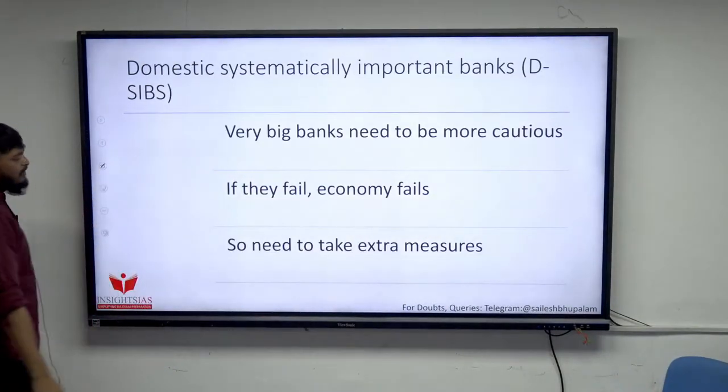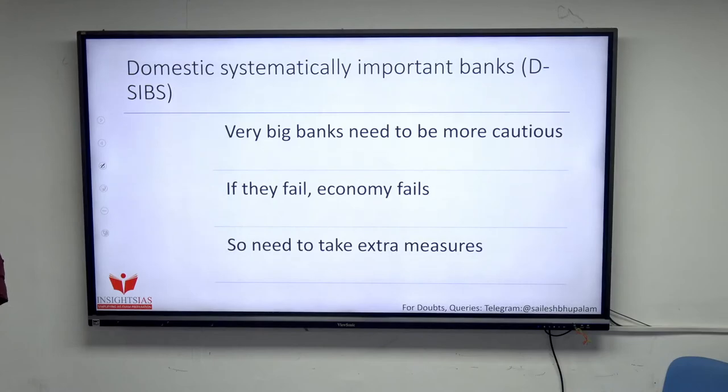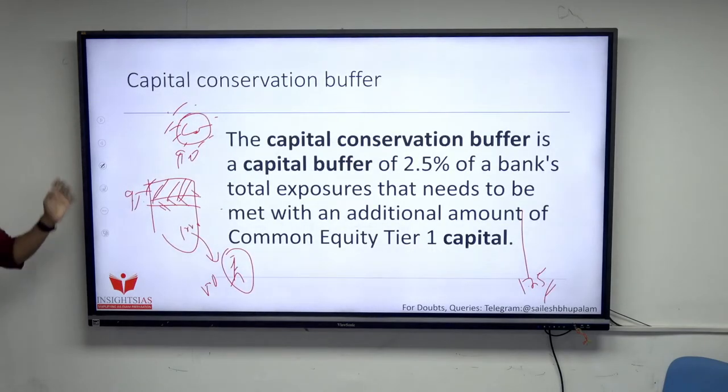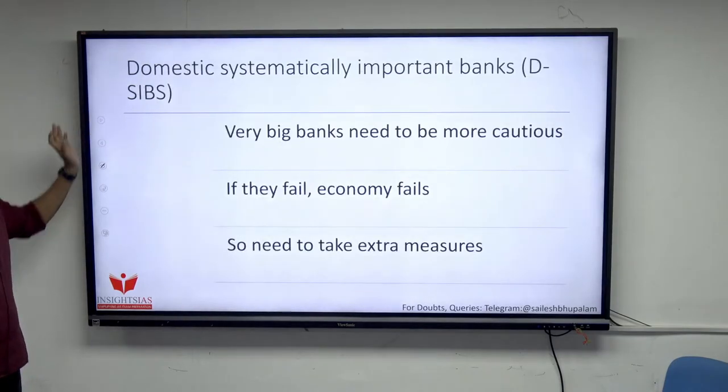So this is the meaning of this capital conservation buffer that you have mentioned. It's also part of Basel norms. Same Basel norms, whatever they have suggested, we have implemented as it is.